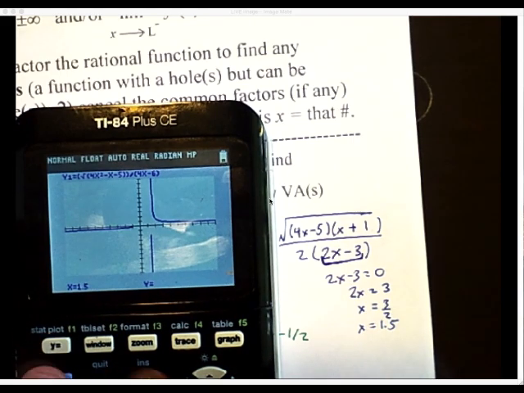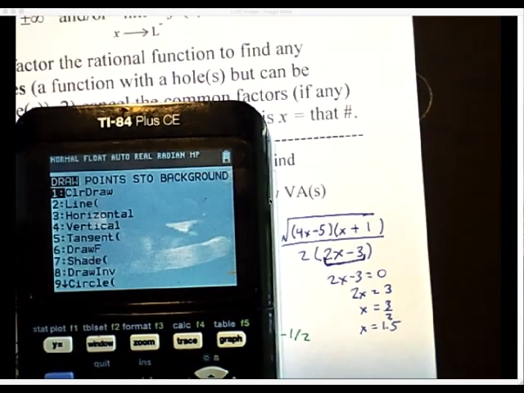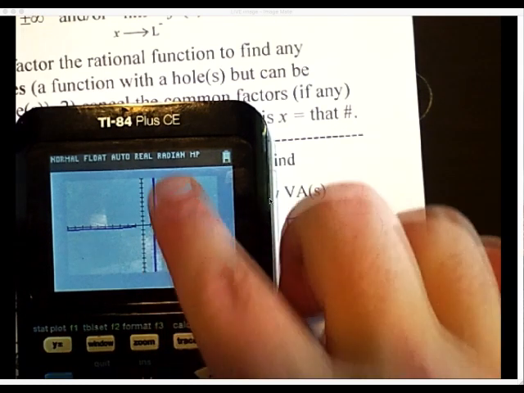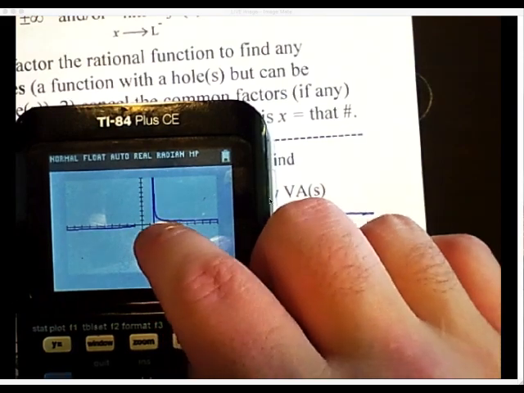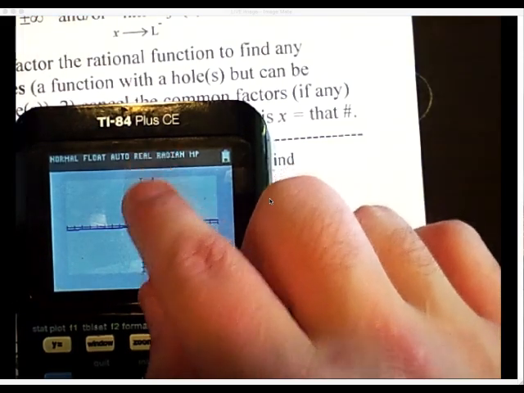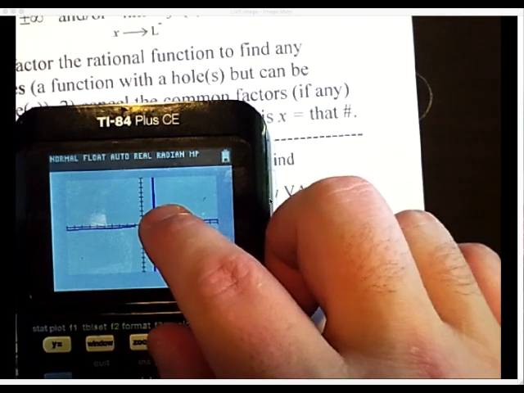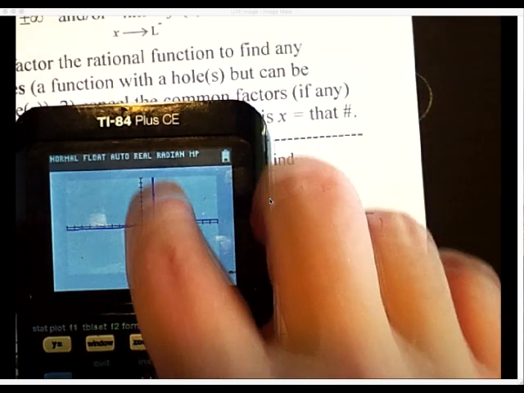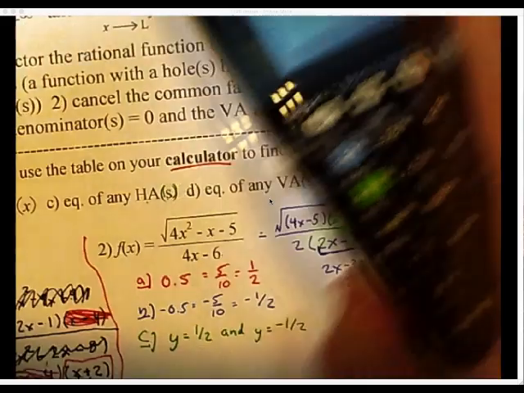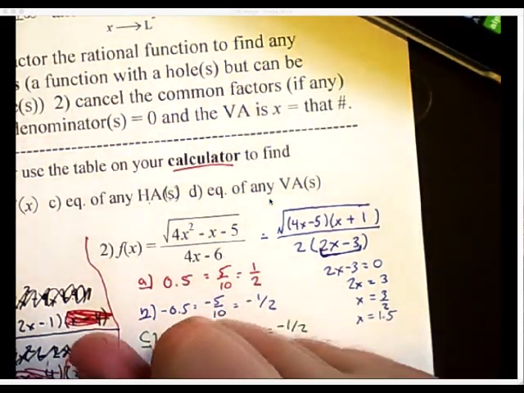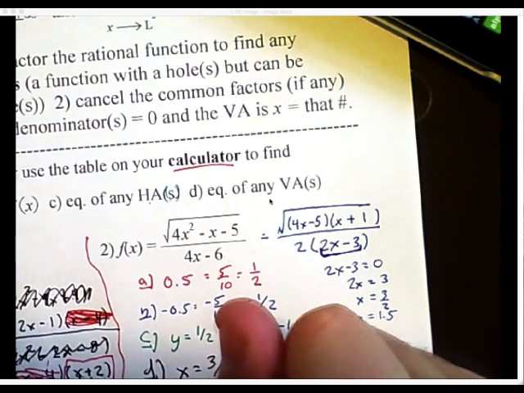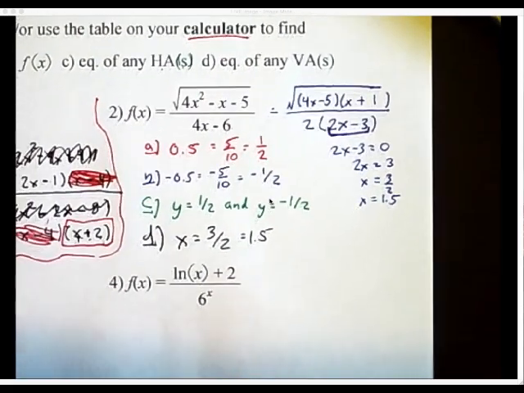All right. So now let's just make sure. Let's go ahead and draw a vertical line at 1.5 and hit enter. To me, that looks like it's approaching it. Okay, it's getting really close to that vertical line that was just drawn in for us. Okay, but we don't quite hit it, which is good. Okay, so that is the vertical asymptote. That's the equation of that vertical line. So in part D, you can write it one of two ways. You can either say x equals 3/2 or 1.5. They're both equivalent.